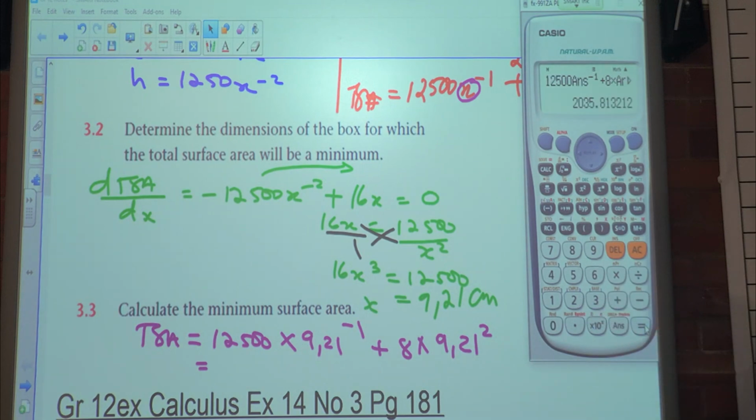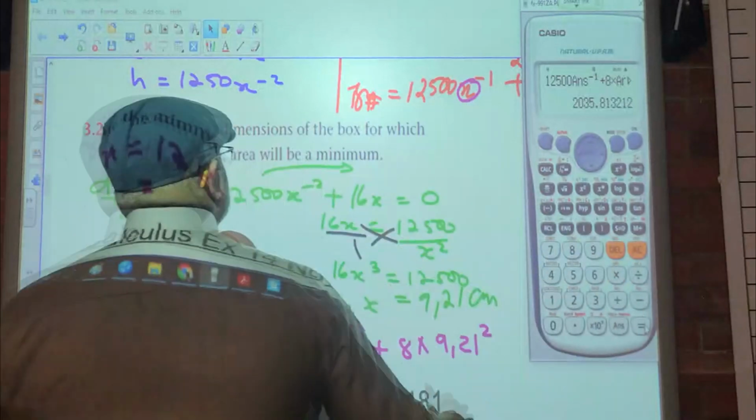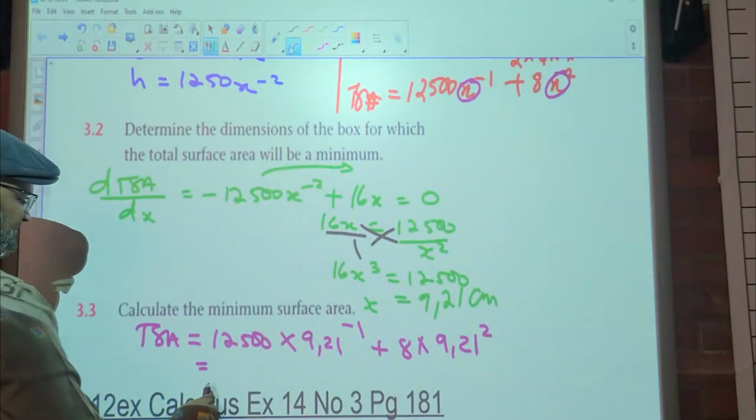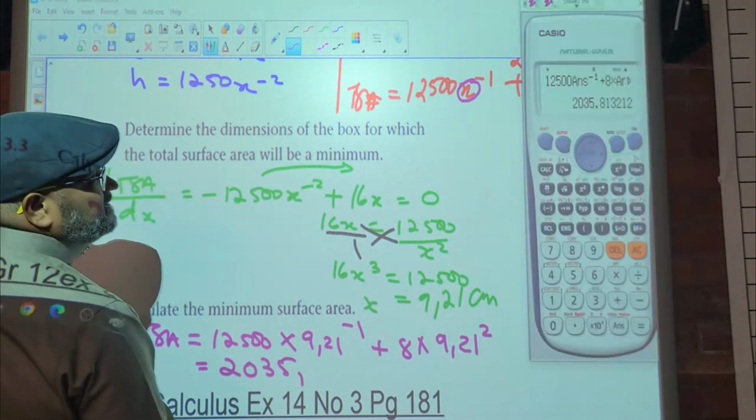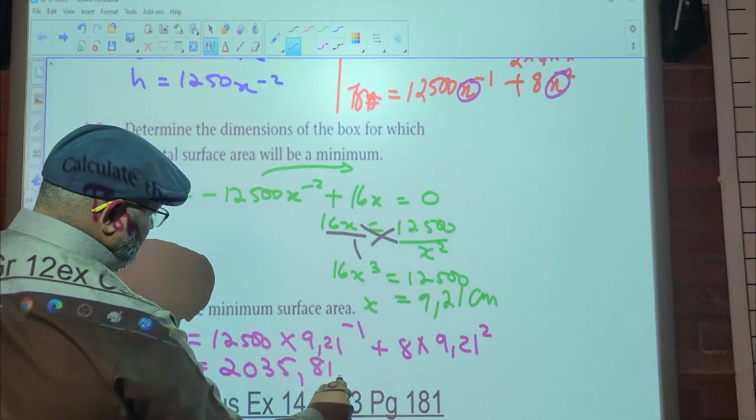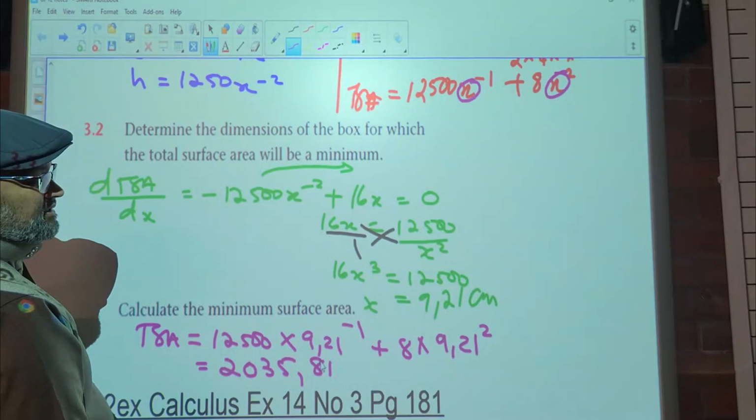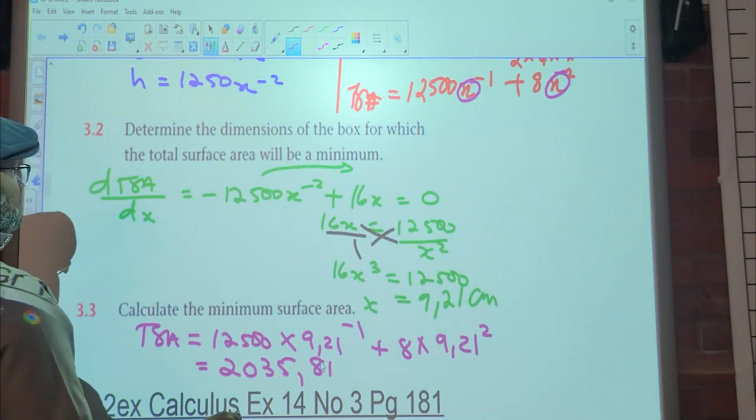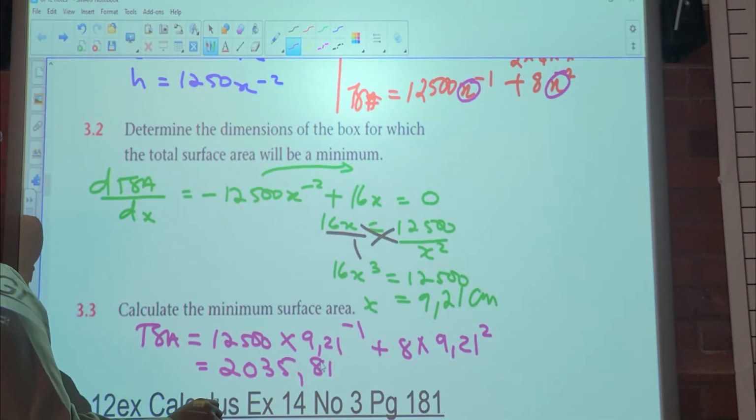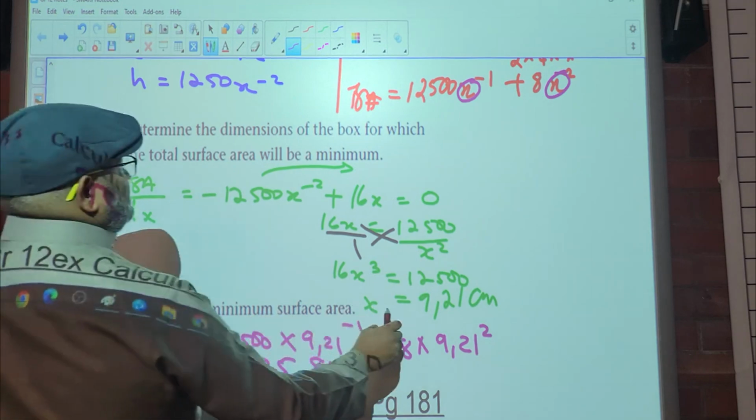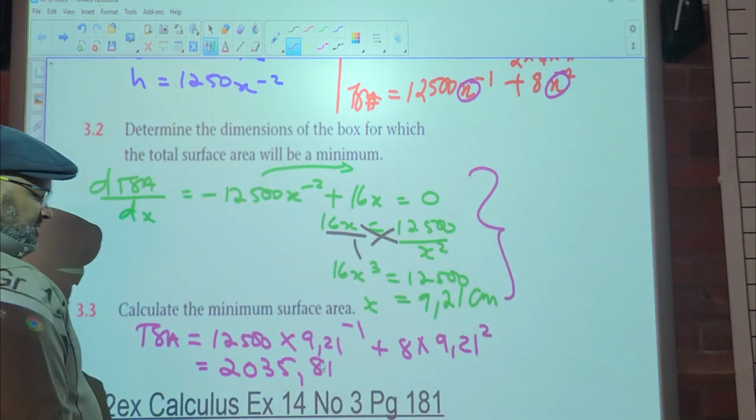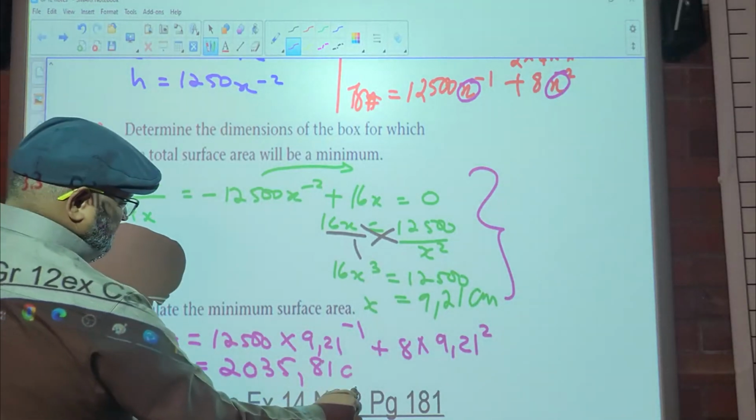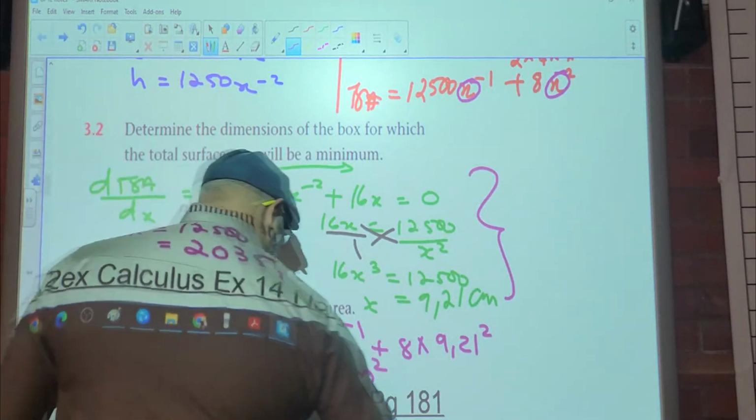Is that correct? 23.5, the 2035, comma 8 to 1. Sorry? So yeah, I only found the okay. So I'll do that now. Is this correct? Centimeters squared.